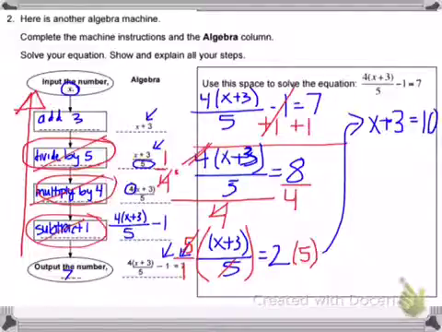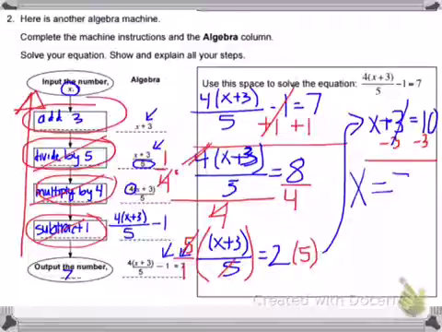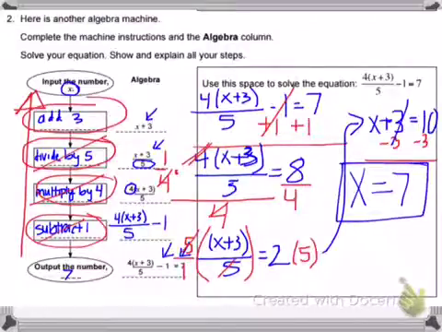Okay, let's go back to our list where we're working backwards. It says I'm going to add 3. Well, the inverse operation of adding 3 would be to subtract 3. So I'm going to subtract 3 from both sides. And I end up with x equals 7.